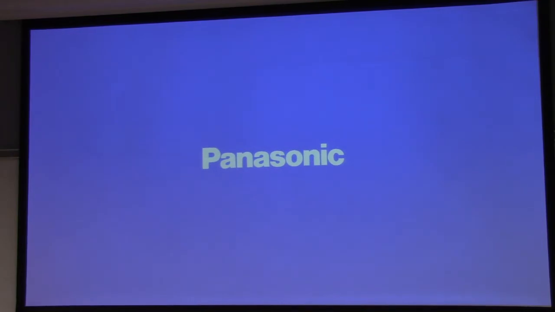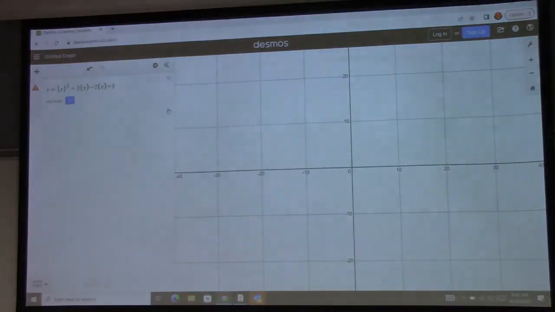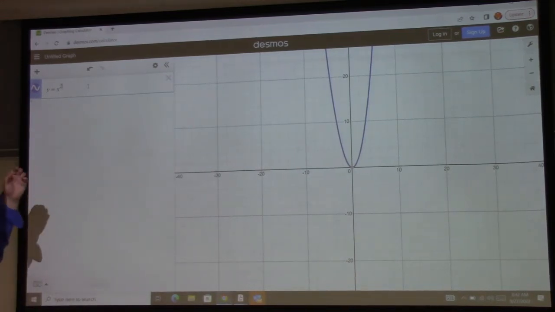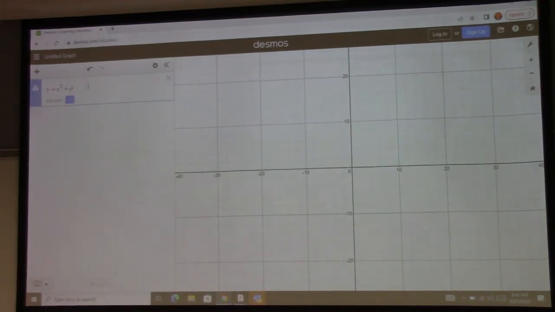So eventually it'll show up. I think I've got the right source. Oh, there we go. So, all right, let's start out real simple. y equals x squared. What's that look like? There it is, right? Simple as that. Now, what if we want to explore? We want to see, what does this look like if you add a constant? I can add what's called a slider, like that. And now I've got a constant which I can adjust. I can make the graph go up. I can make the graph go down.